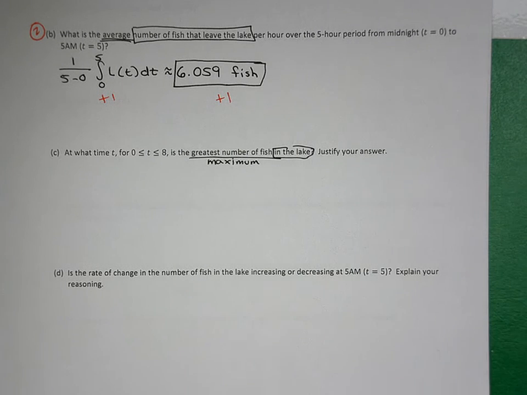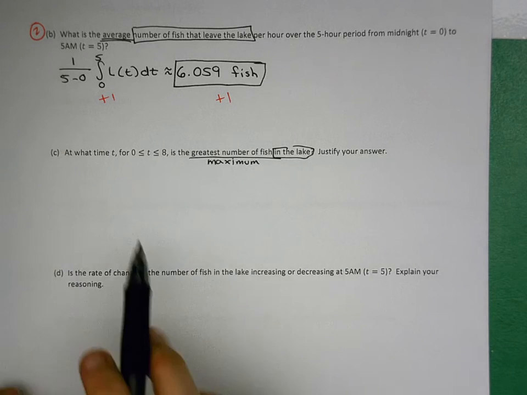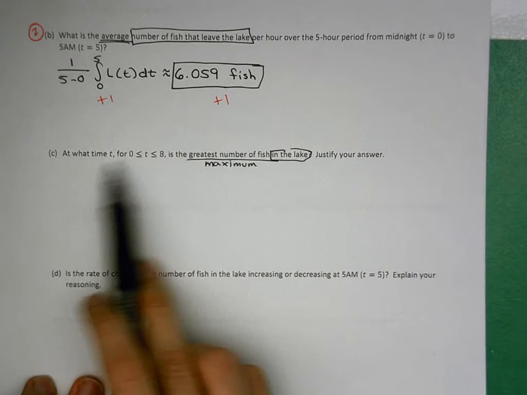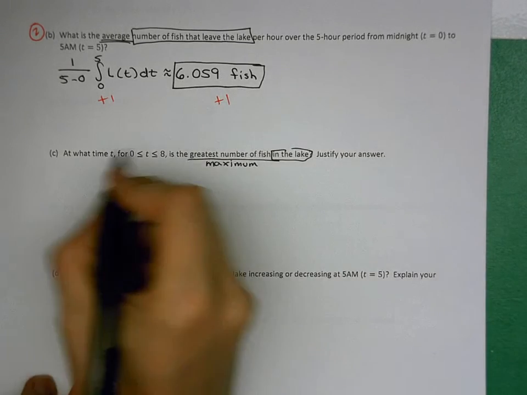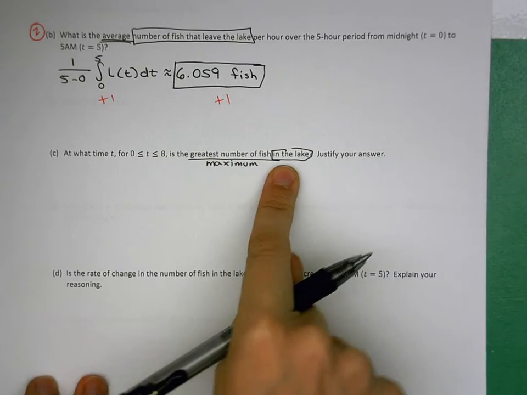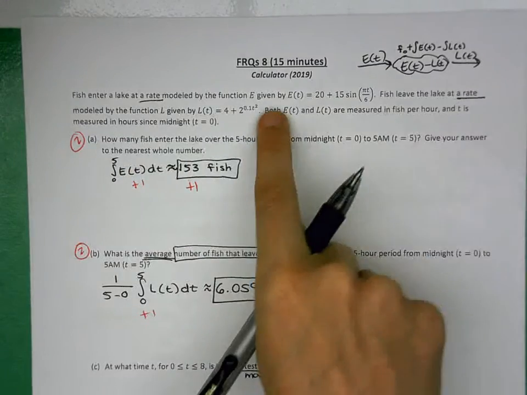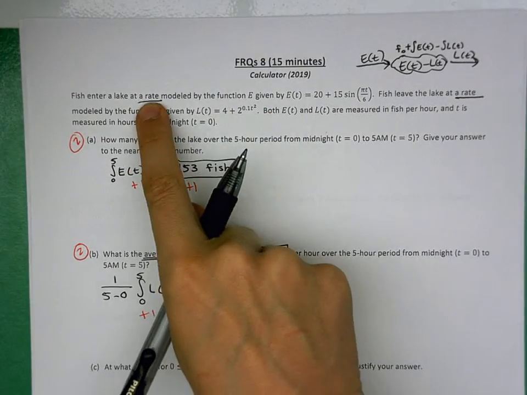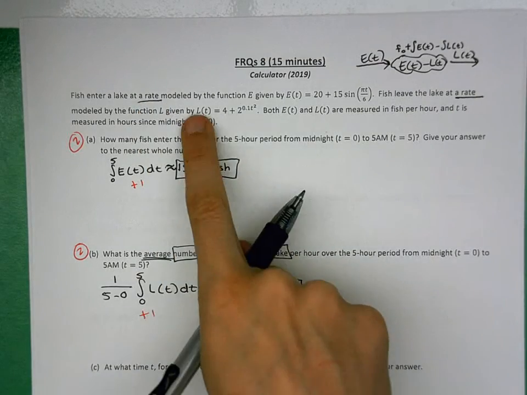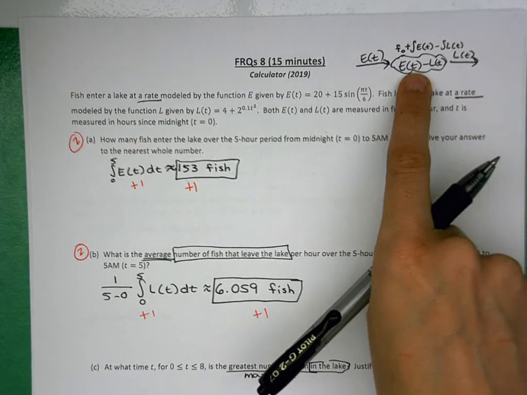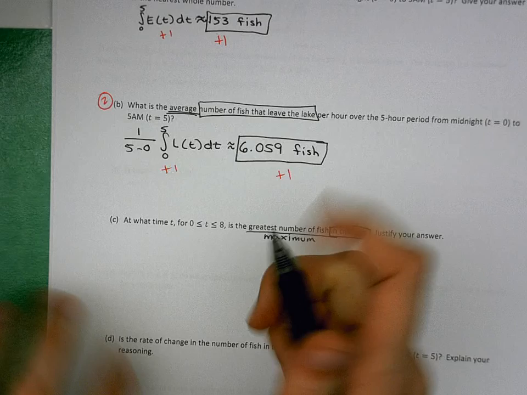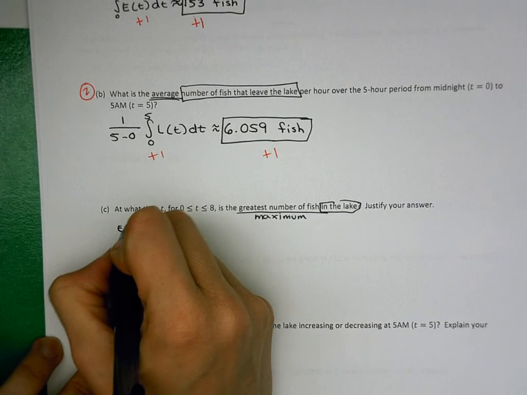Okay, I'm going to do this whole one though. I'm just sharing my strategy one more time. At what time t between 0 and 8 are we at a maximum in the lake? So what's the derivative of the amount in the lake? Well, E of t is the derivative entering the lake. L of t is the derivative leaving the lake. So the derivative in the lake is E of t minus L of t.